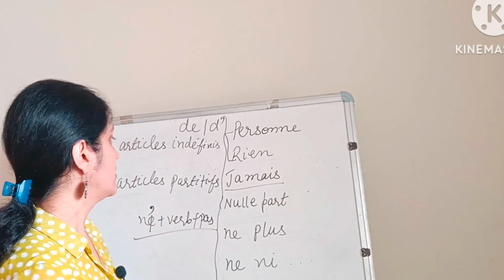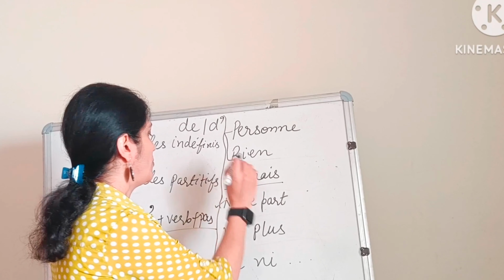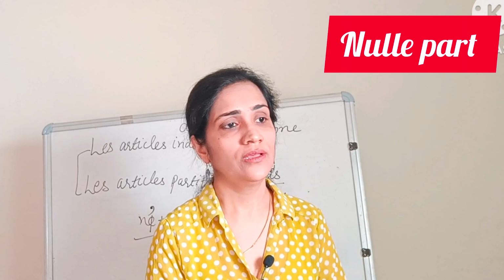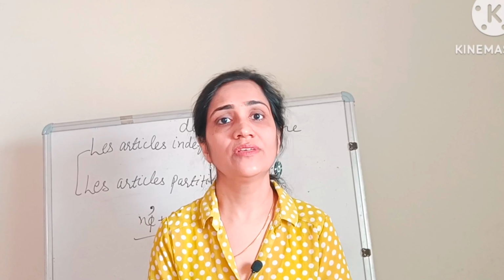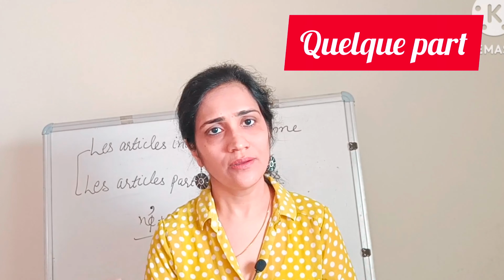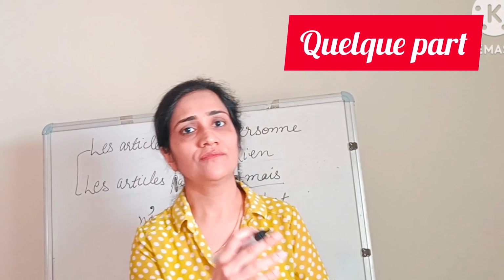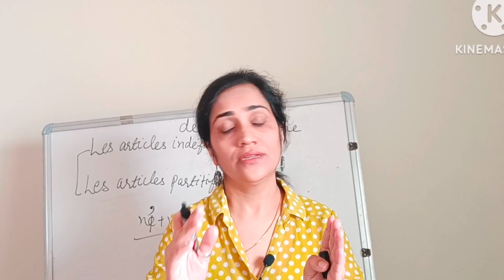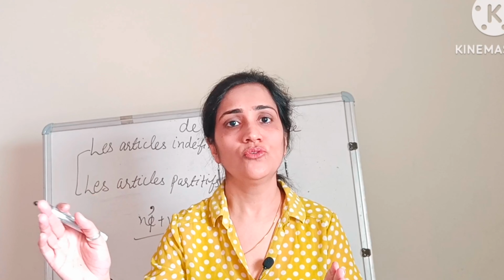Now, move on to another expression, nulle part. Nulle part refers to nowhere. So its exact opposite will be somewhere. How to say it? It will be quelque part. Quelque part. Nulle part, quelque part. So again we have to use it at the end of the sentence. Again ne, then the verb, then nulle part.